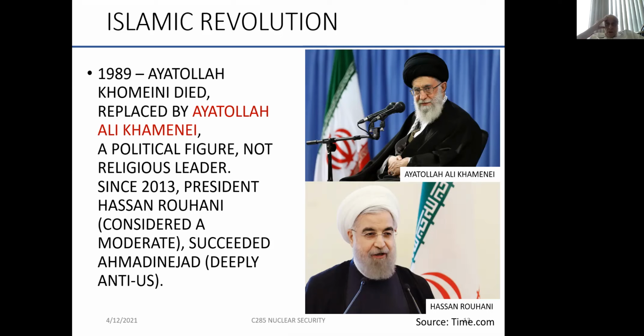In the meantime, the Iranians established free elections for their governmental figures. And since 2013, they've elected President Hassan Rouhani, a moderate, as the president. Rouhani replaced Ahmadinejad. Remember, Ahmadinejad was the young man who helped storm the American embassy in 1979 and was involved in the seizing of the 52 American diplomats who were held hostage for 444 days. Ahmadinejad, unlike Rouhani, is deeply anti-American. That's photographs of Khomeini on top and Khamenei on the bottom.